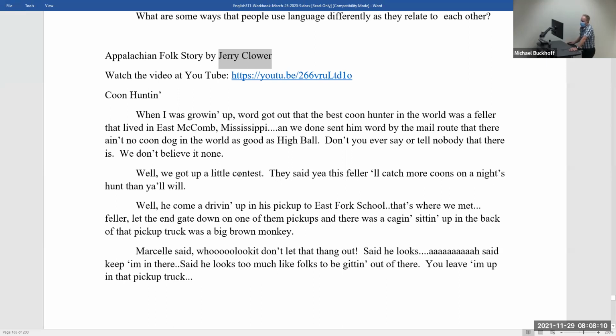He said, well, we got up a little contest. They said, yeah, this fellow catch more coons on a night's hunt than y'all will. Well, he come a driving up in his pickup truck to East Fork School, that's where we met. Fellow at the gate down, one of them pickup trucks, there was a Cajun sitting in the back of that pickup truck was a big brown monkey. Marcel said, well, look at that, don't let that thing out. Said he goes, you keep him up in there. He was too much like folks to be getting out of there. You leave him up in that pickup truck.